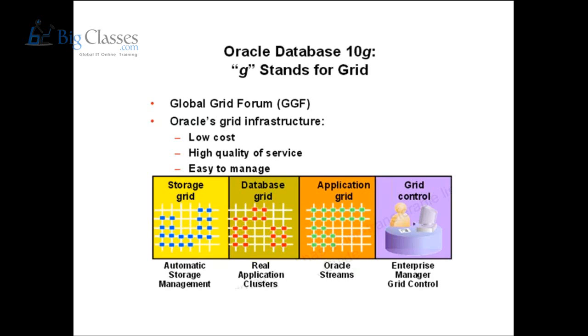So Oracle came out with software to support each of these grids, right? If you want to build an application grid, you can use the software called Oracle Streams, which is provided by Oracle. For the database grid, you have Real Application Clusters, and for storage, you have Automatic Storage Management. Okay. So these are different software from Oracle to support each grid, right? And to control all of them, you have one single tool called Oracle Enterprise Manager Grid Control. With this single tool, you can manage all the different grids: storage, application, and database. You can manage all 3, right?